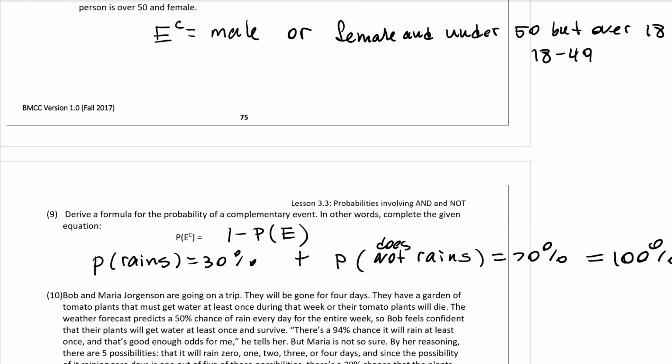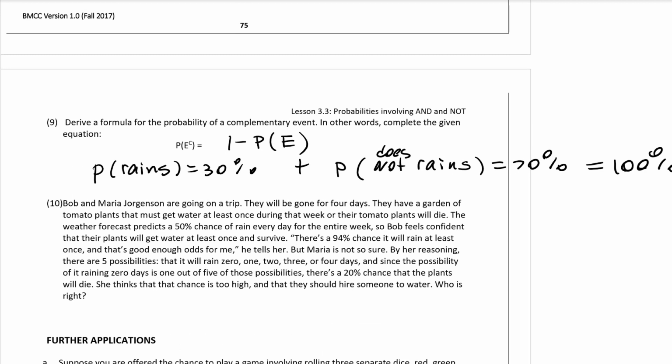Okay? All right, and now last question for today. We got Bob and Maria going on a trip. They will be going for 4 days. They have a garden of tomato plants that must get water at least once during that week, or their tomato plants will die. The weather forecast predicts a 50% chance of rain every day for the entire week. So Bob feels confident that their plants will get water at least once and survive. There's a 94% chance it will rain at least once, and that's good enough odds for me, he tells her.